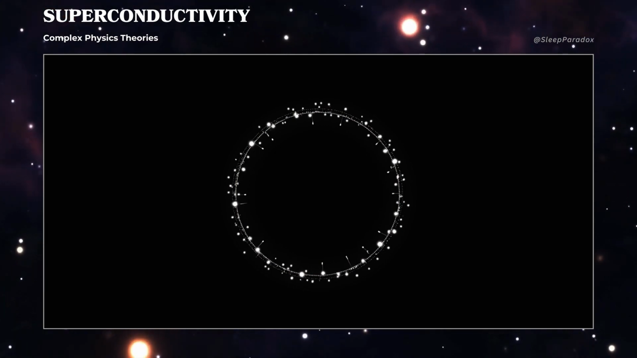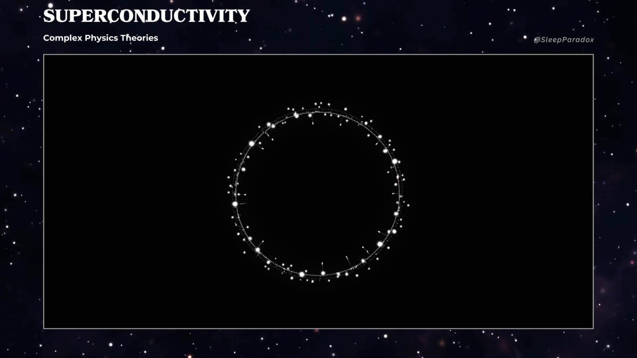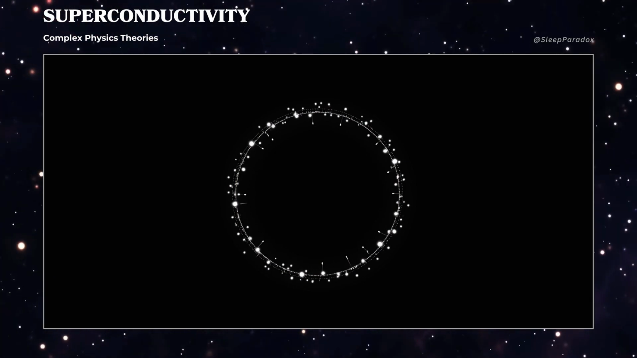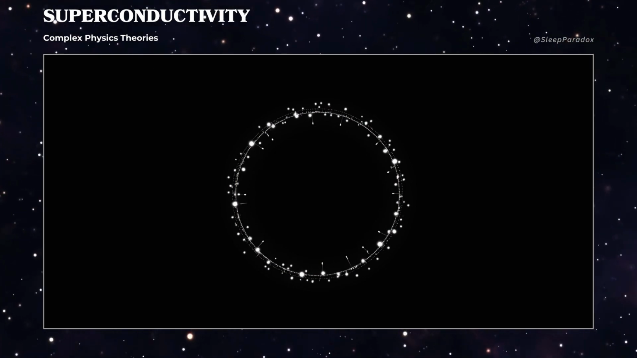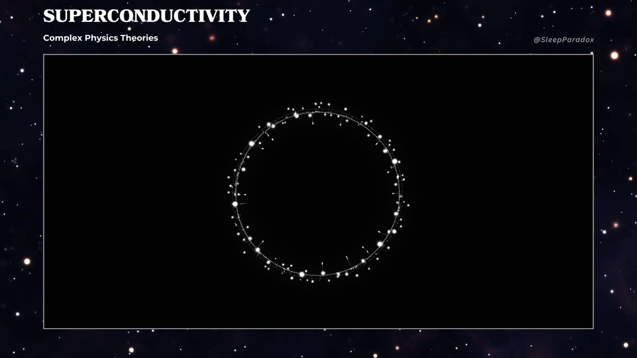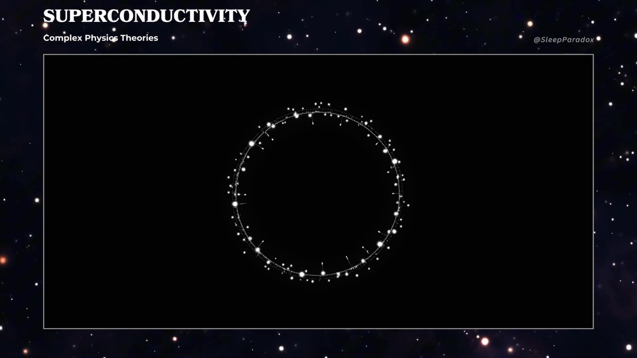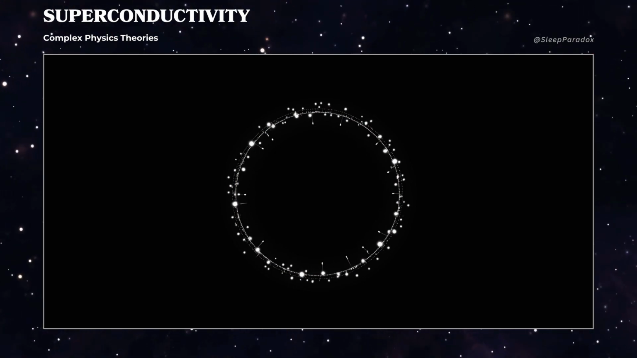Power grids with no energy loss, maglev trains that float frictionlessly, ultra-efficient electronic circuits, and perhaps entirely new forms of quantum devices. Superconductivity is one of the clearest examples of how quantum mechanics can show up in large, visible systems. It's not just an effect happening at the level of atoms or molecules. It's something you can measure, see, and use.